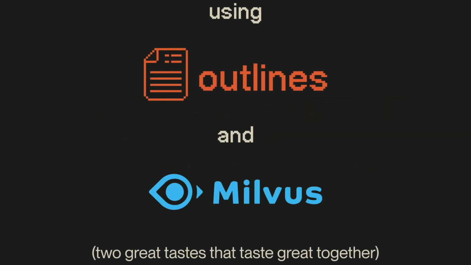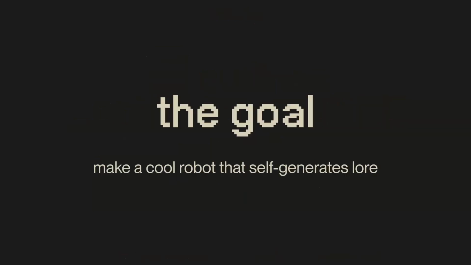Because we can do structured, we can do unstructured, whatever, and Milvus can handle both. The goal here is we're going to make this robot that self-generates lore. It's just going to bootstrap itself to create some interesting new world. And it's going to generate lore that is consistent with everything that already exists in the world. So it won't just make up characters if they already exist, and it won't contradict itself. At least that's the hope. I haven't really dug into the results enough because that's hard and it generates a lot of text.